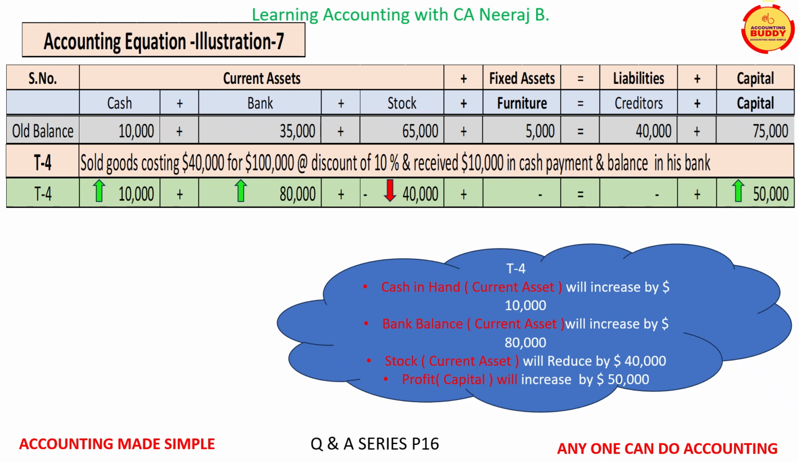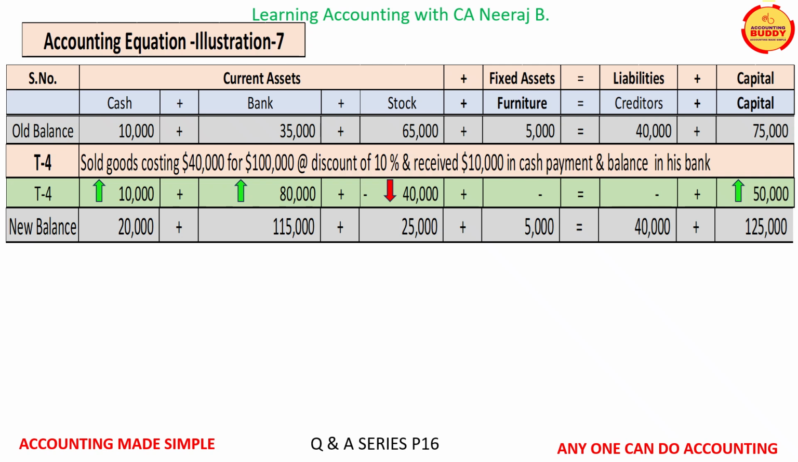by $50,000. New balance of the accounting equation: on the left hand side we will have cash of $20,000, bank balance of $115,000, stock $25,000, furniture $5,000, making a total of $165,000 of total assets. On the right hand side of the accounting equation, we have $40,000 of liabilities and a capital of $125,000, which is again a sum total of $165,000 on the right hand side of the accounting equation.